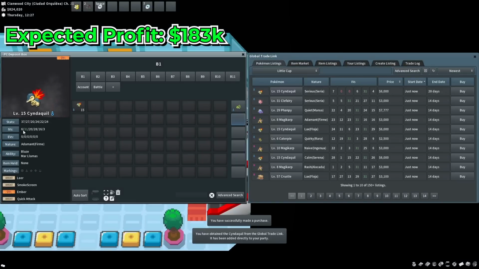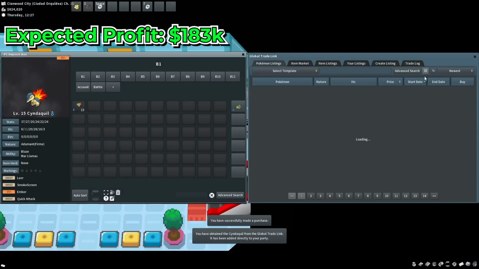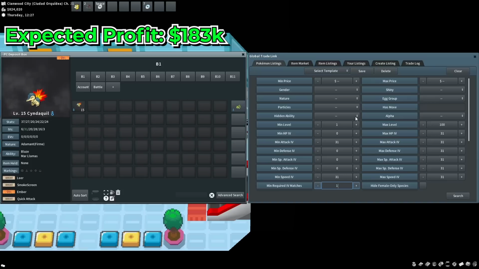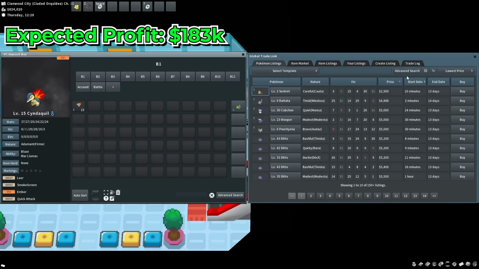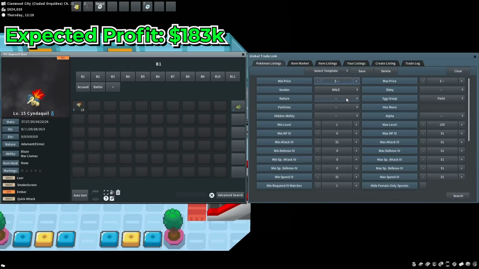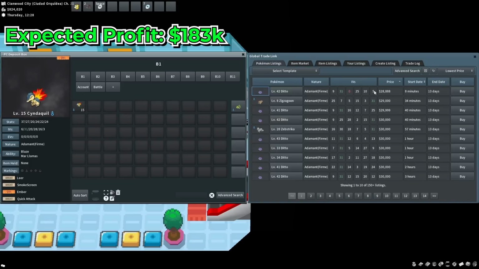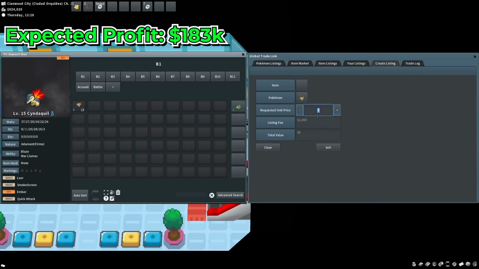Adamant with 31 in attack. This goes for, I think, between 20 to 30. So male, at least one of these, and then field. And, well, adamant. So yeah, we'll undercut this one here because ours doesn't have good defensive stats.